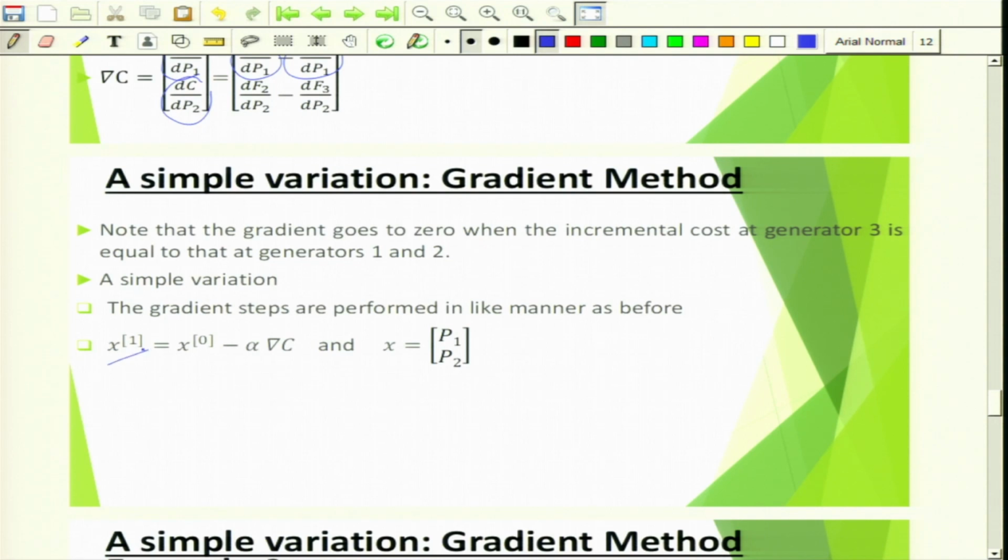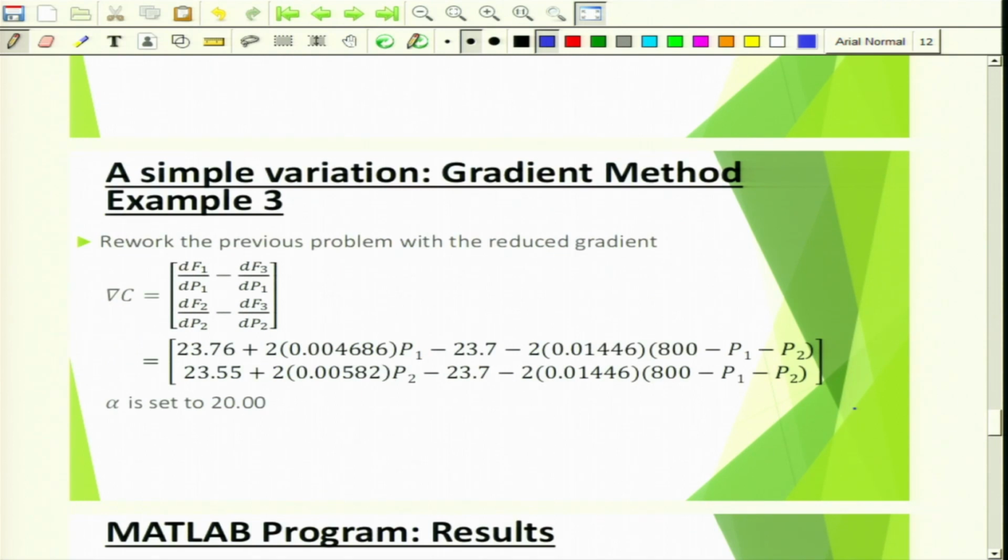Now a simple variation: the gradient steps are performed similar to the previous case. The new update of X will be the previous minus alpha into gradient of C, where X is just 2 variables now. Earlier X was P1, P2, P3 and lambda. Rework the previous problem with the reduced constraint, reduced gradient. Now you will get gradient of C, which is nothing but these values, and alpha is set to 20 now.